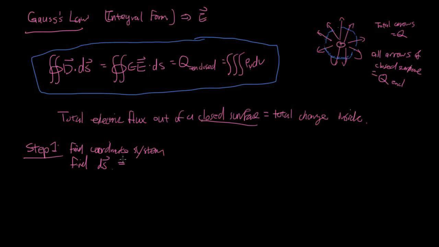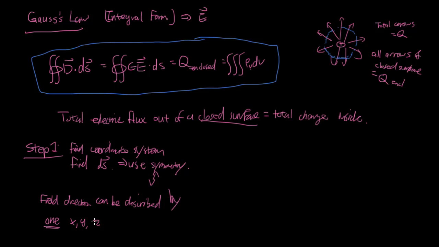And the main key is you want to use symmetry. Now, what do I mean by symmetry? If we're going to use this for the specific purpose of finding an expression of the E field, I'm going to define symmetry as that the field direction for that entire closed surface can be described by one of the letters x, y, z, rho, phi, or theta.